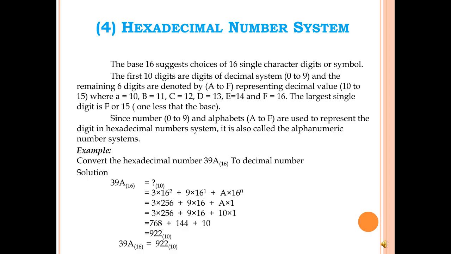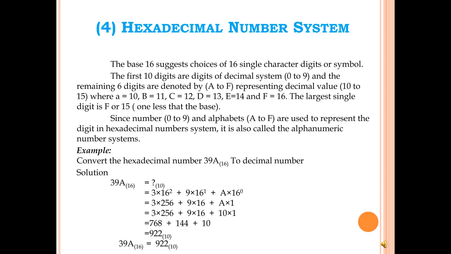So 39A. As we know, A is denoted as number 10. So let's make the calculation first. As we have 16 digits, the calculation will be based upon 16 only. As the number is 39A base 16, the series calculation will be 3 multiplied 16 to the power 2 plus 9 multiplied 16 to the power 1 plus A multiplied 16 to the power 0.